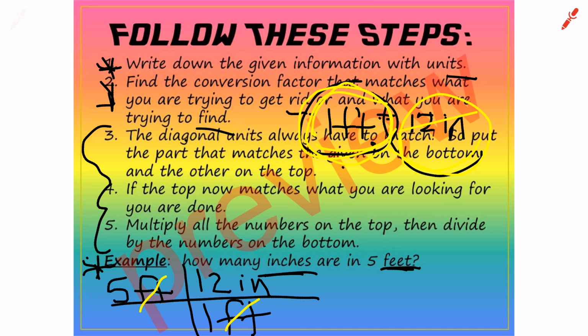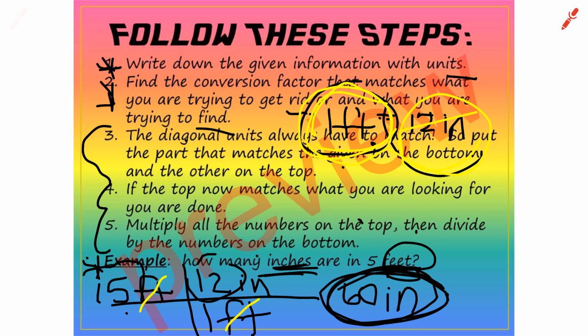So number 4 says, if the top now matches what we're looking for, it says how many inches, so we're looking for inches, and if the top has inches on it, then we're done. Now number 5 says, multiply the numbers on top, divide by the numbers on the bottom. So we have 5 times 12, 5 times 12 is 60. We divide by 1. 60 divided by 1 is 60. And the feet canceled out, so we're left with inches. 60 inches is our answer. You always want to circle your answers. So we're done.